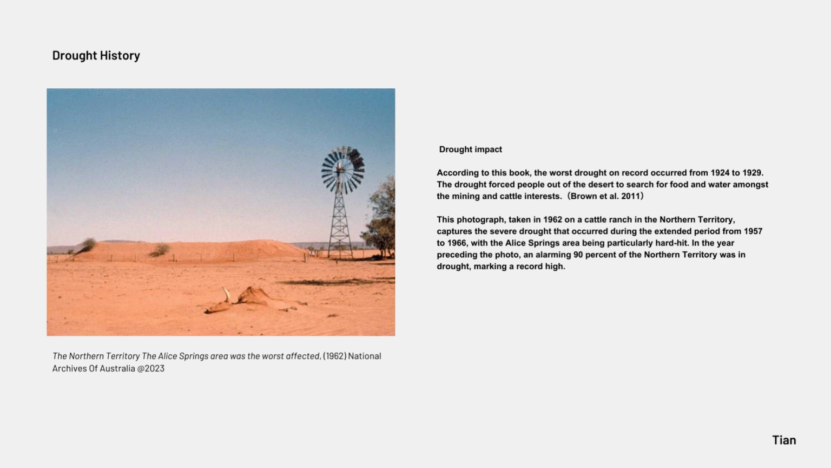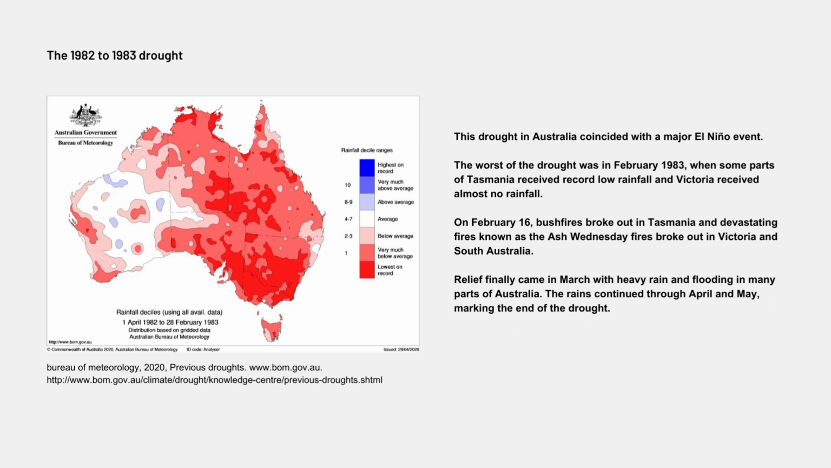As you can see, these photographs taken in 1962 on the cattle, a cow farm, but there's no people because the residents left their homes to find water and find food. And not only in 1962, there was also the 1982 to 1983 drought. Less rainfall, but extremely dry because of El Nino events. This year became the worst drought, in February 1983.